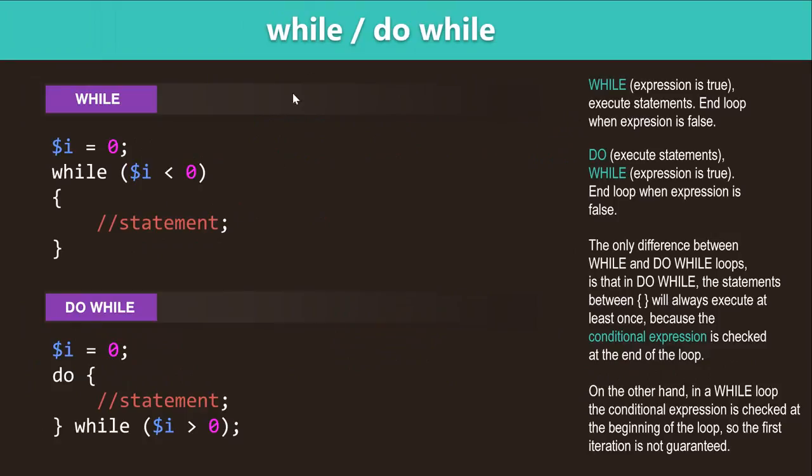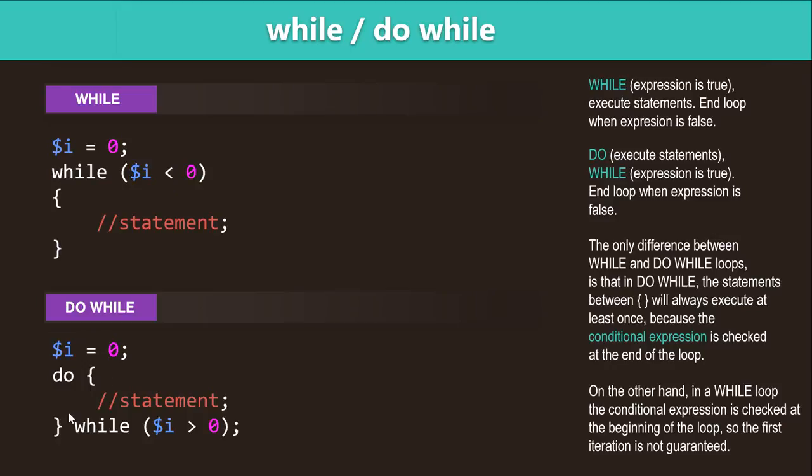Okay, so the next two are the while and do while loops. The while loop has the keyword while and then an expression, and the loop runs until the expression is no longer true.